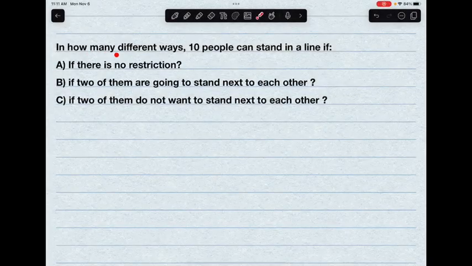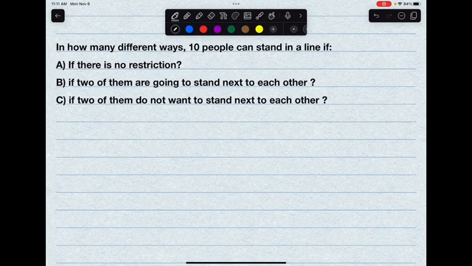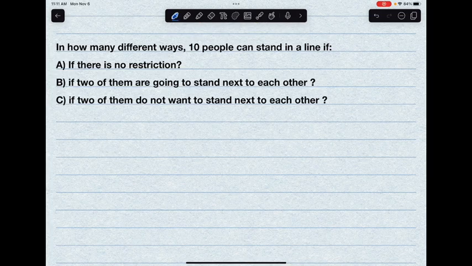In how many different ways 10 people can stand in a line if there is no restriction, if 2 of them are going to stand next to each other, and the last part is 2 of them do not want to stand next to each other. Okay, to solve this one, part A, there are 10 people. They're going to stand in a line, so there are 10 places.